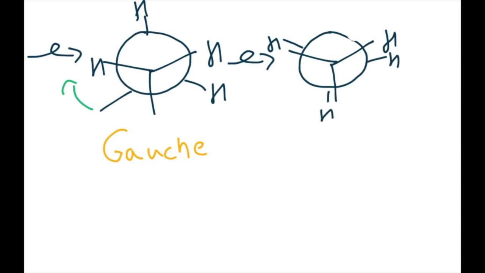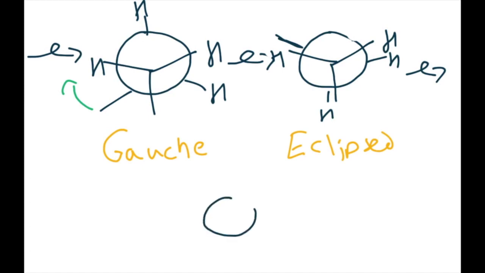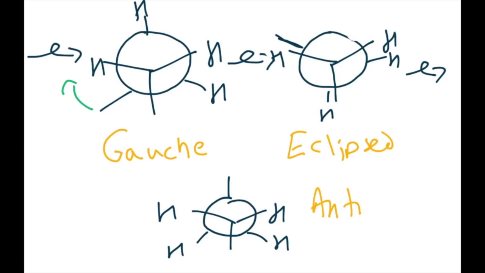We're going to get an eclipsed conformation. And then if we keep going, sorry, this H, I should make that clear. This H is on the front carbon. This is the methyl group on the back. And if I keep going, I end up back where I started. Right, I end up back at that anti-staggered conformation.